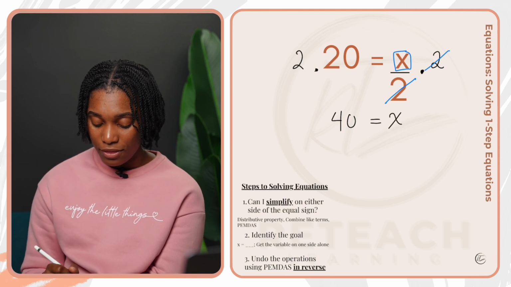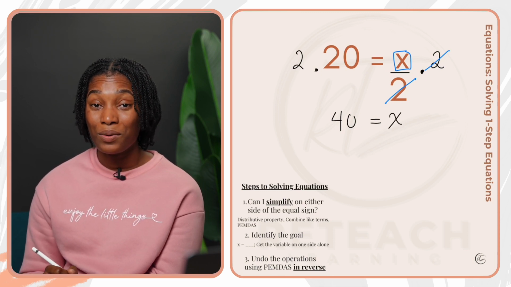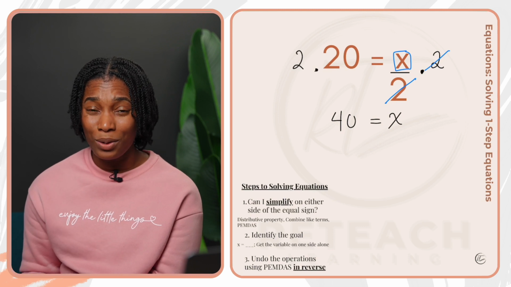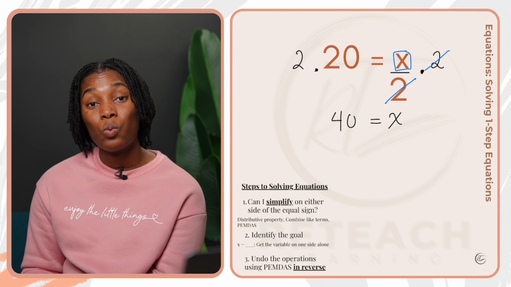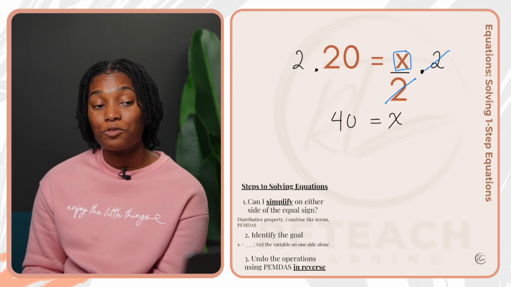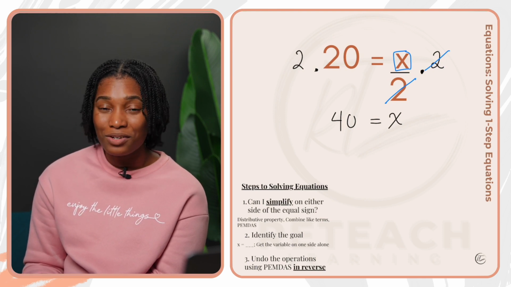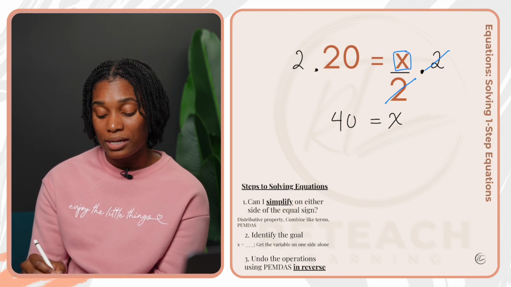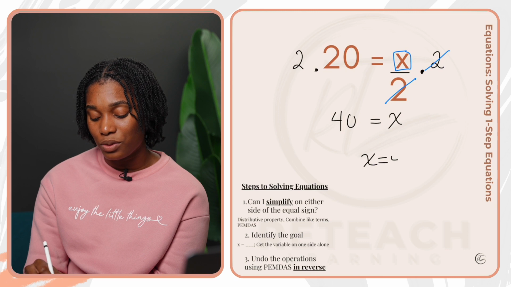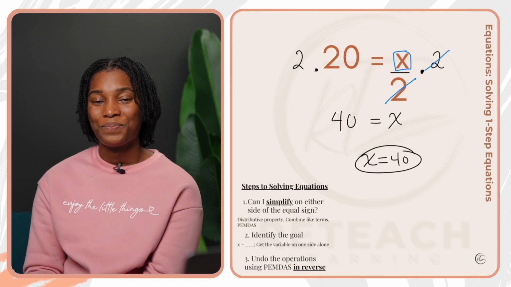All right, now the question is, am I done? Have I met my goal? The x is on the other side. What do I do? Well, the question is, have I gotten the x on one side of the equal sign all by itself? And if the answer is yes, then you're done. It doesn't matter which way they appear. So 40 equals x is the same as saying x is equal to 40. All right, there you go.